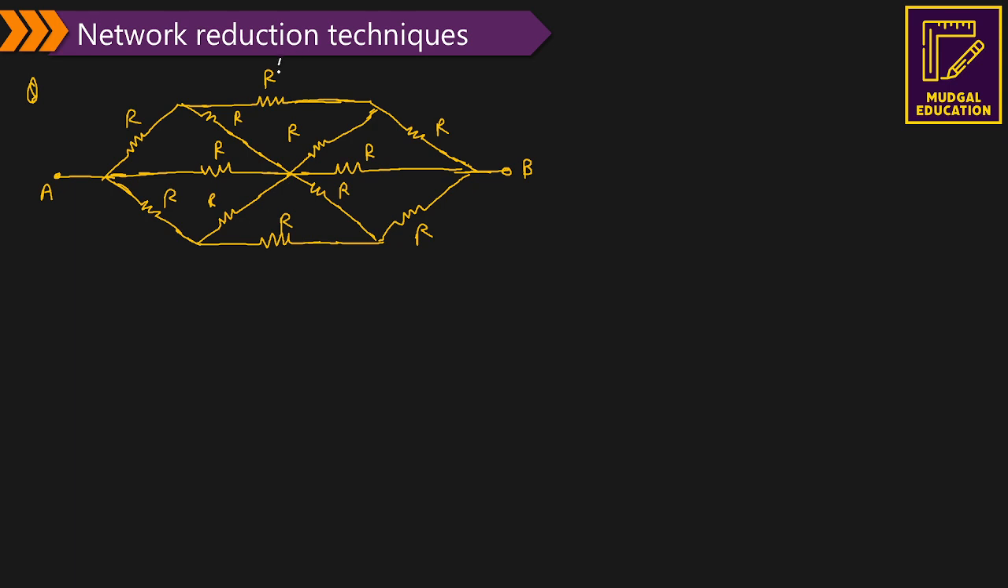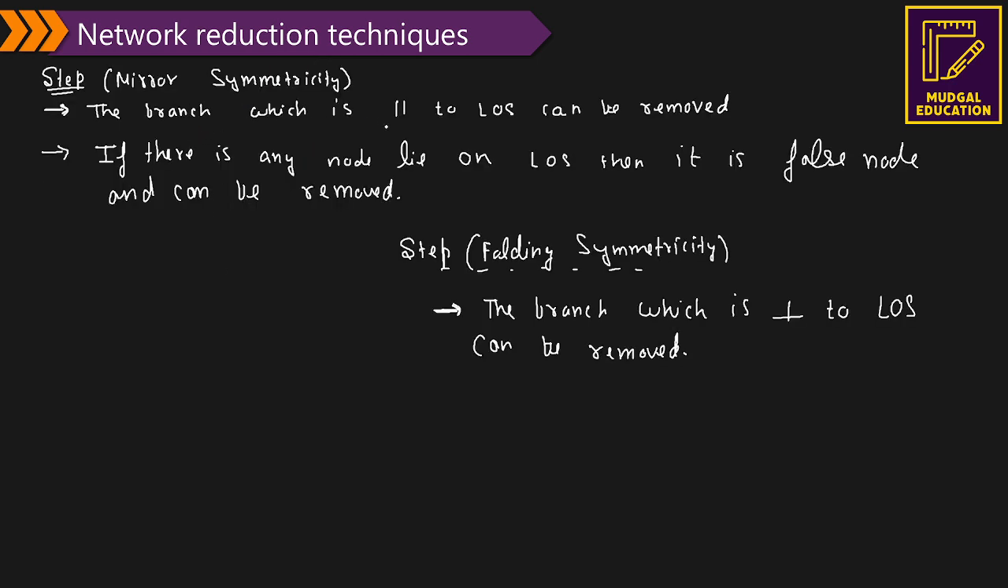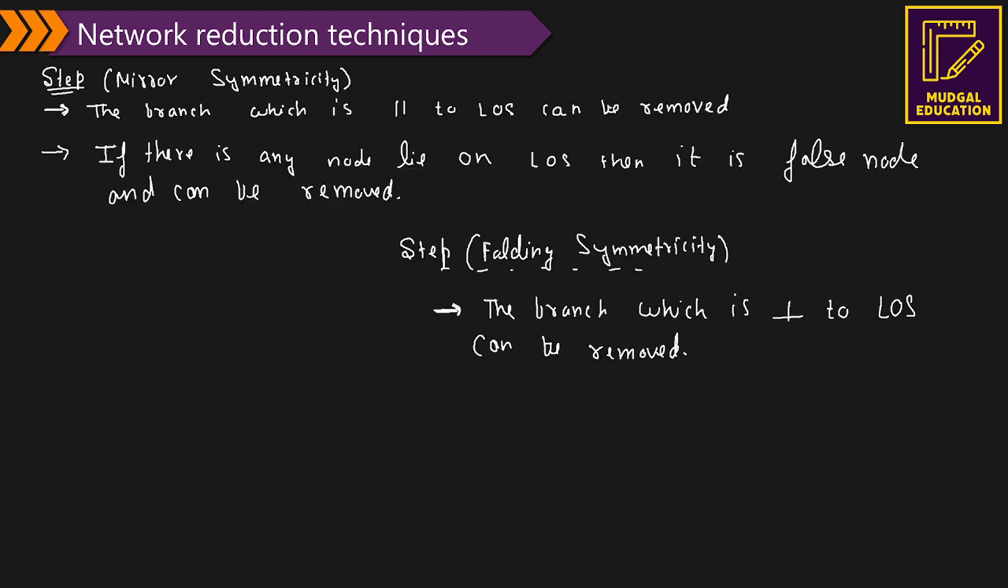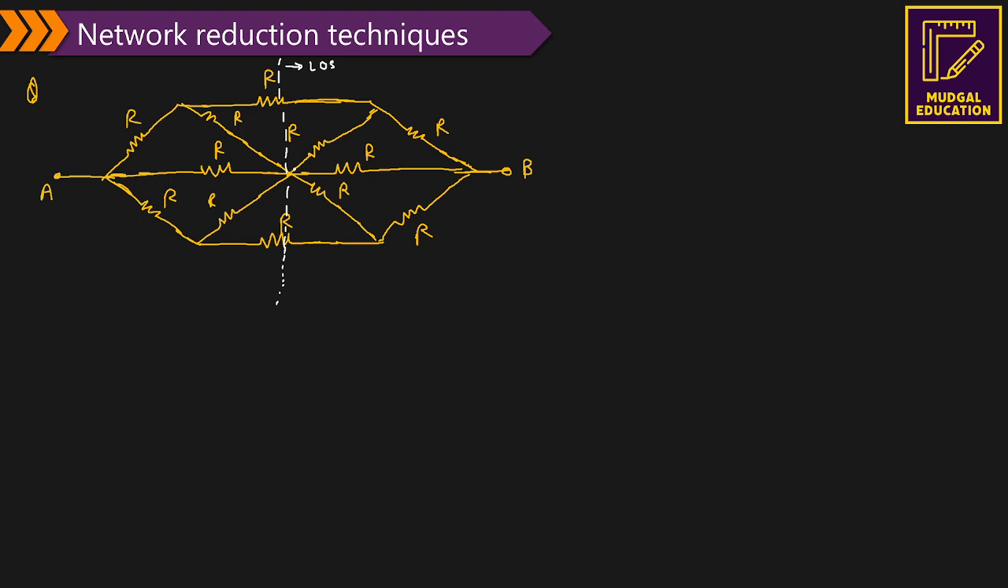Now here I can draw a line of symmetricity. This is a line of symmetricity, and you can see this is actually a mirror symmetricity. Why? Because this line of symmetricity is perpendicular to the axis. There is no branch which is parallel to the line of symmetricity, so the first point fails. The second point is, if any node lies on the line of symmetricity, then it is a false node. This node lies on the line of symmetricity. Hence, this is a false node and we can remove it.